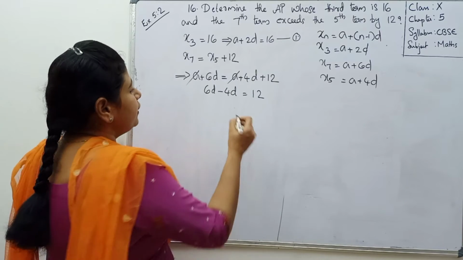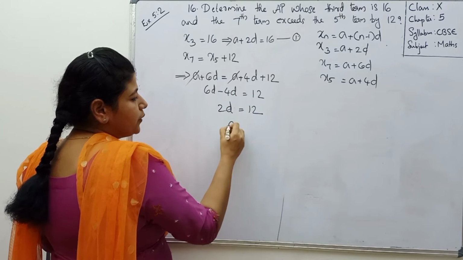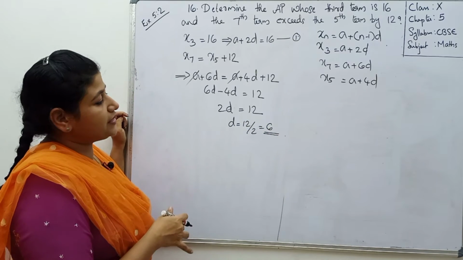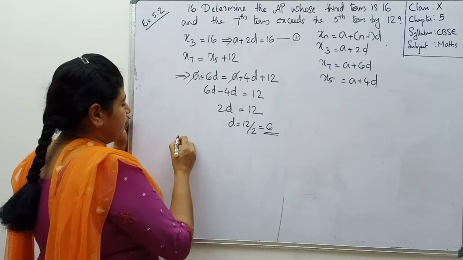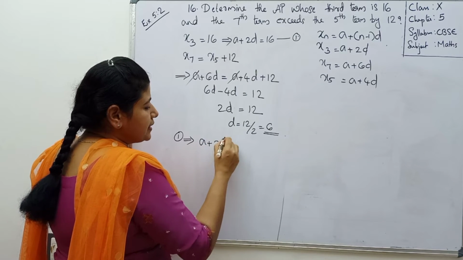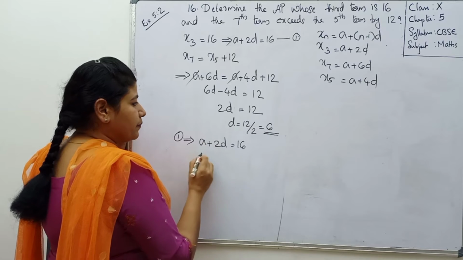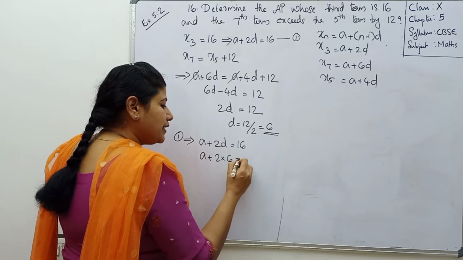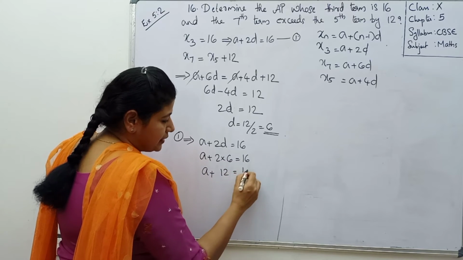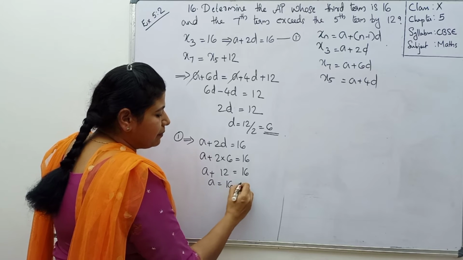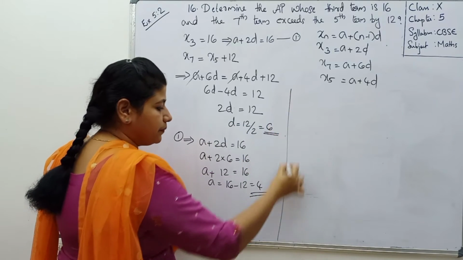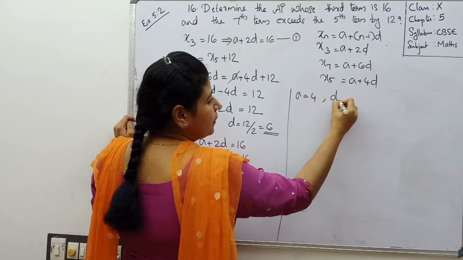I took the 4d to this side. You will get 2d equal to 12. So d equals 12 by 2, which is 6. So we got d as 6. The common difference is 6. We can substitute in the first equation, a plus 2d equal to 16. Substituting 6, a plus 2 into 6, which is 12, equals 16. So a equals 16 minus 12, which is 4. So a equals 4 and the common difference is 6.